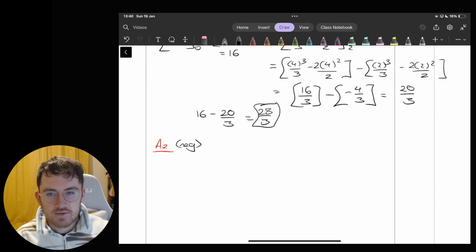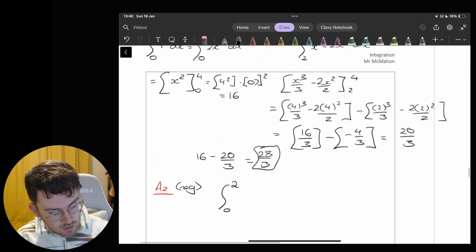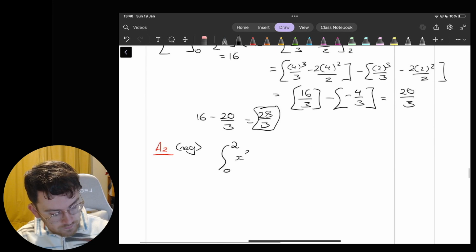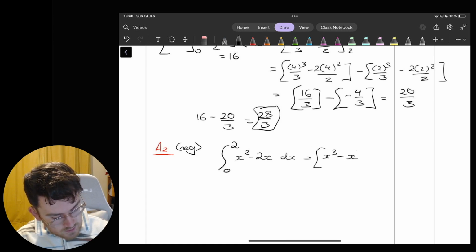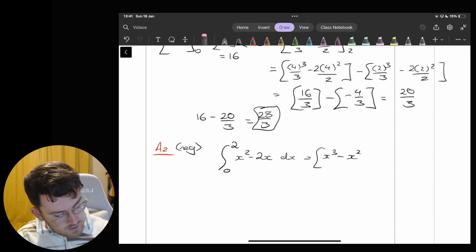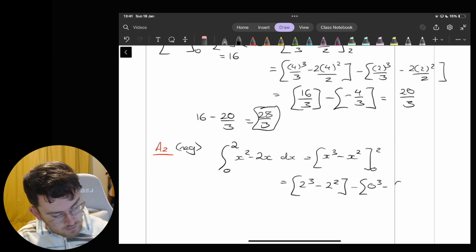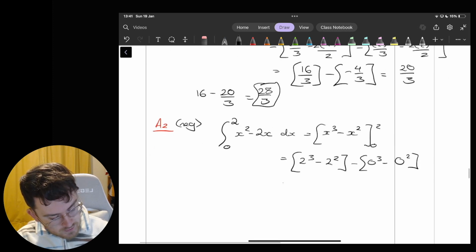I don't know why I'm saying might. It is going to be negative because it's below the axis. It's the region from 0 to 2 of that same curve. What was it? X squared minus 2. Okay, so integrating that gives me x cubed minus x squared. 2x squared over 2, so just x squared, evaluated at 0 and 2. So 2 cubed minus 2 squared minus 0 cubed minus 0 squared. Okay, so that is 8 minus 4, so 4.